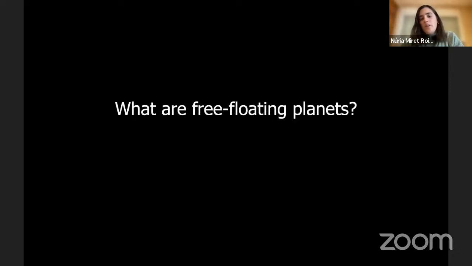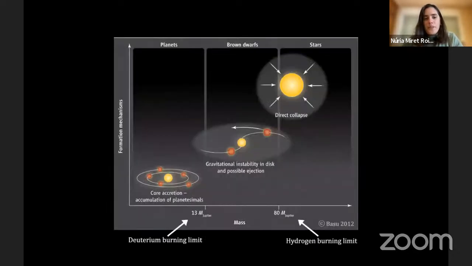What are free-floating planets? This might look, in fact, like a trivial introductory question, but we will soon see that the definition of this type of object is a rather controversial and debated one. And in fact, there are two main categories in which free-floating planets can be defined or classified. The first one is according to their mass, and the second is according to their formation mechanism. Let's start with the mass.